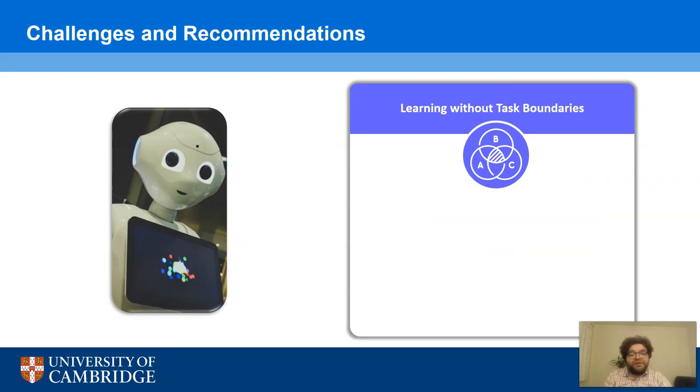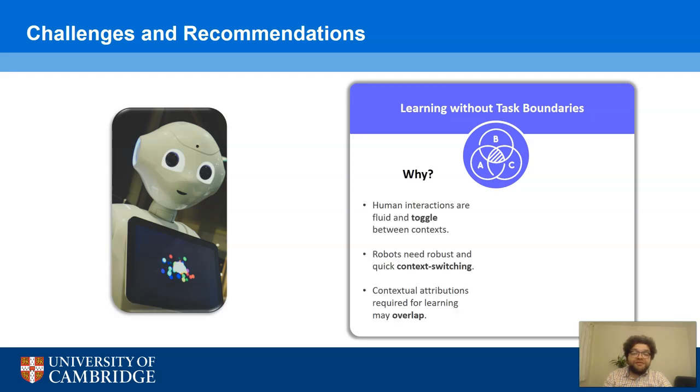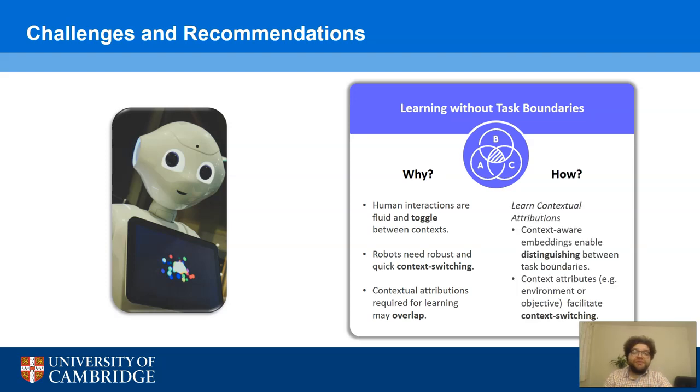Another problem in real-world interactions is that human interactions are fluid and move back and forth between contexts. Further, these contexts might overlap and the robot would have a tough time keeping up with the changing environments. To remedy this, continual learning models can be made context-aware by learning context-specific embeddings separately and using them as an additional input to the model. This would allow for a smarter context switching for the robot, facilitating interactions with humans.